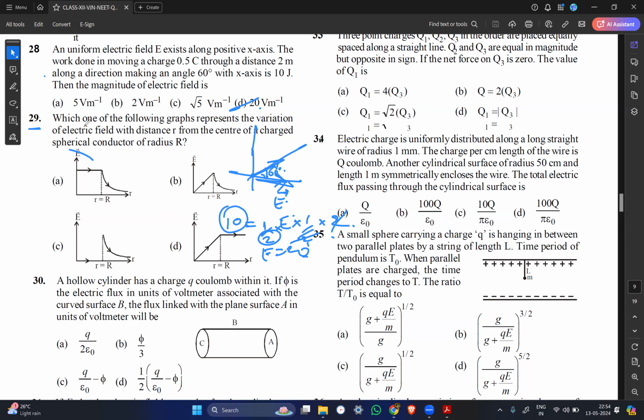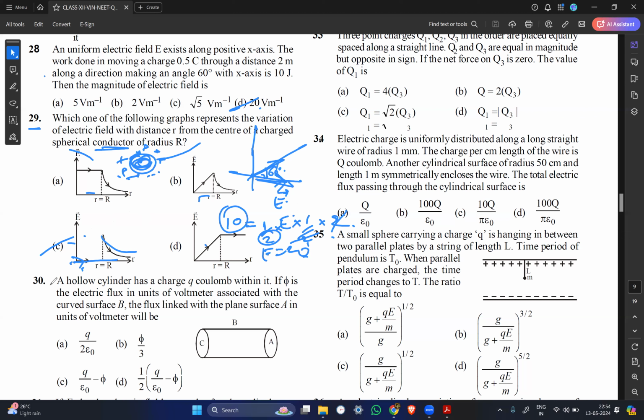Then 29th. Which one of the following represents the variation of electric field with distance r from the center of a spherical conductor of radius r? So it is a conductor, so charge will just come on the surface, and the electric field inside becomes 0. At the surface it will be maximum, then it will decrease. Where it is 0, here it is 0. So it's option C.